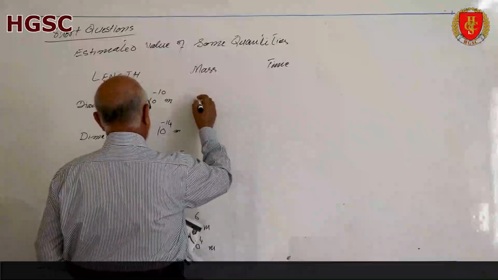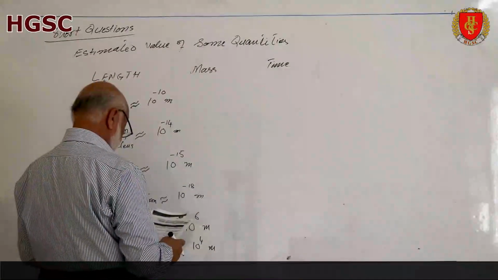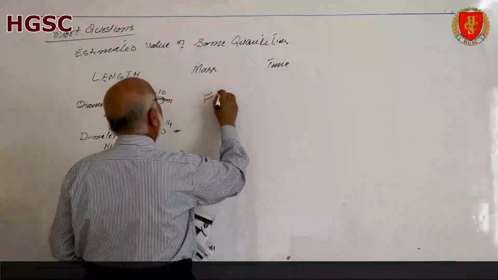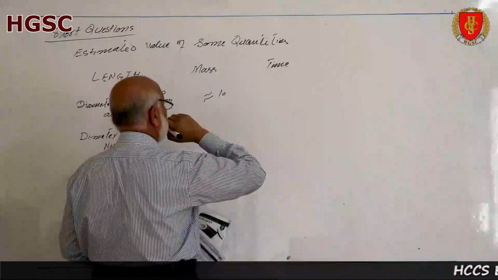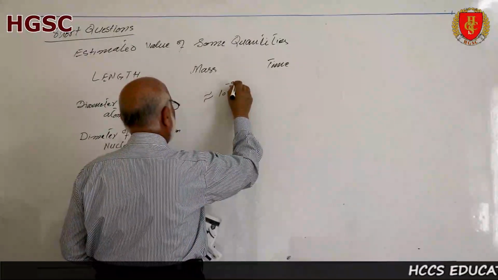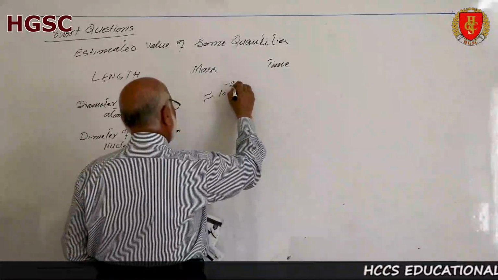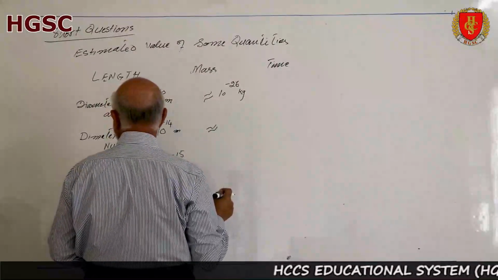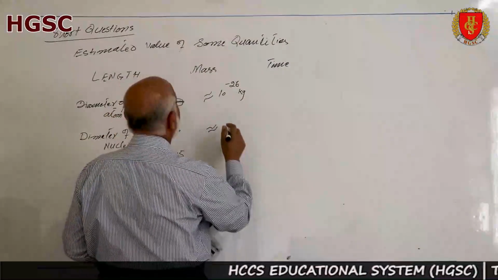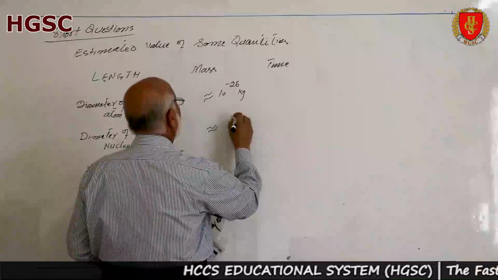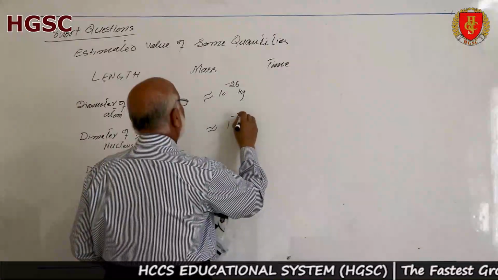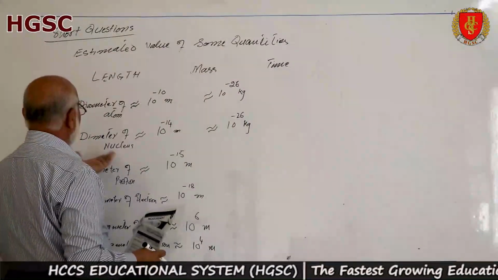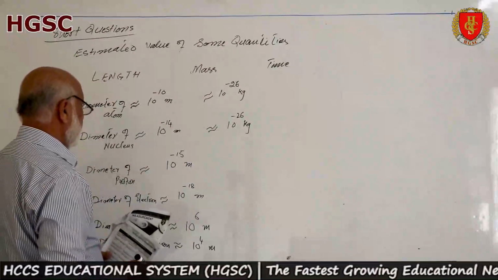Mass of atom is of the order of 10 per minus 27 kg, and mass of the nucleus is also approximately 10 per minus 27 kg, because mass of atom and the nucleus is approximately equal.